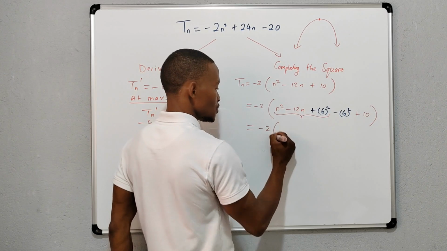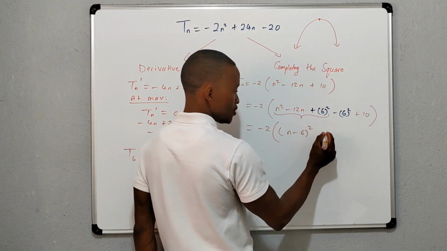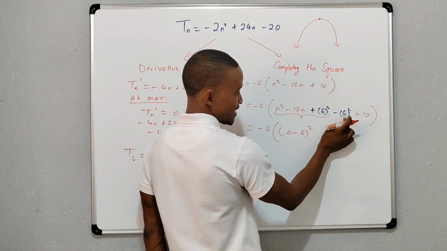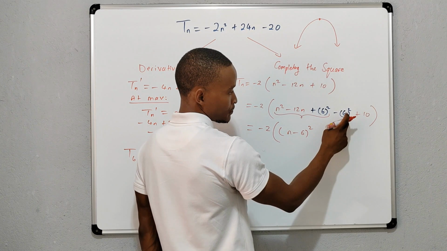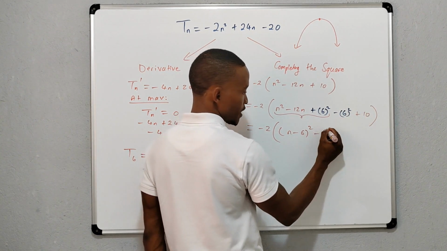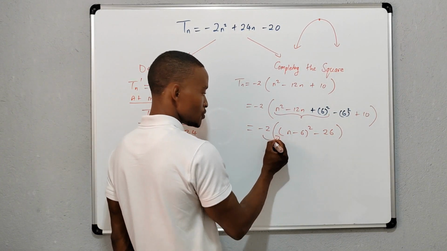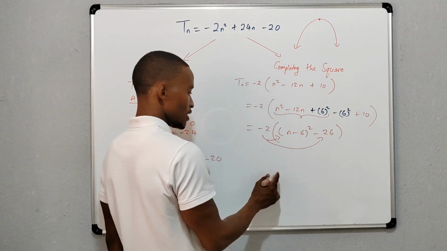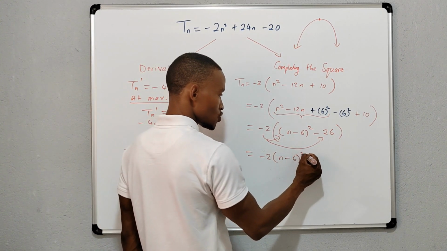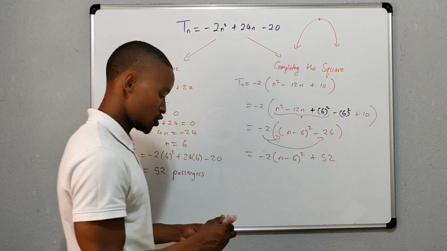So negative 2, what is happening now? N minus 6 all squared. And here we're going to have a negative 36 plus 10, giving you a negative 26. Right? We are not done. We need to redistribute the negative 2, giving you a negative 2, n minus 6 squared plus 52.